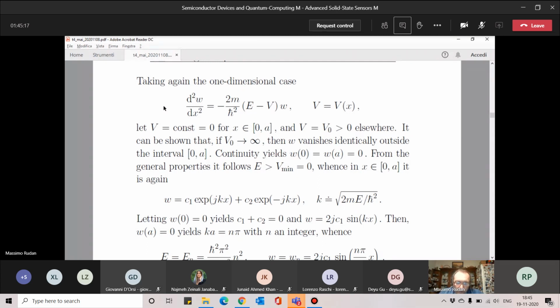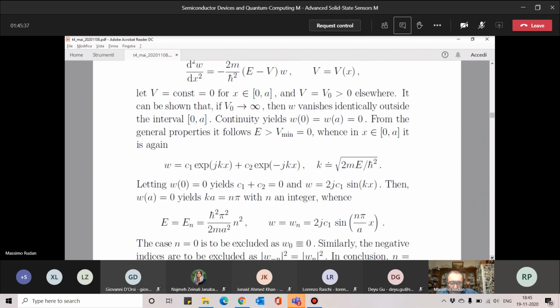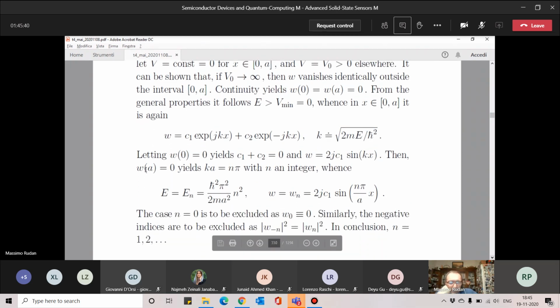We solve only in the interval between 0 and a, in which the potential energy is 0. So we obtain exactly the same solution as for the free particle. So the form of the solution is identical.